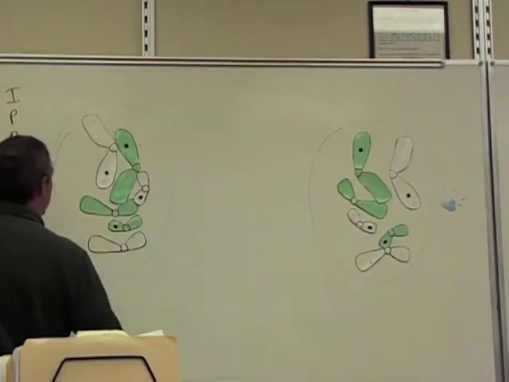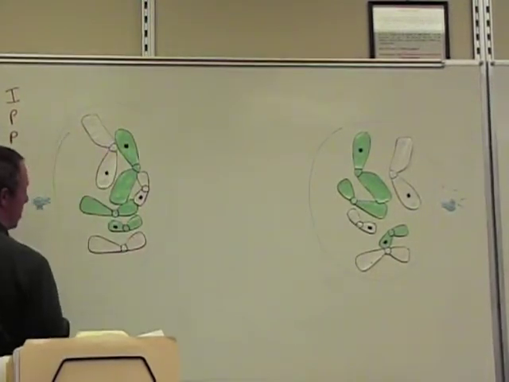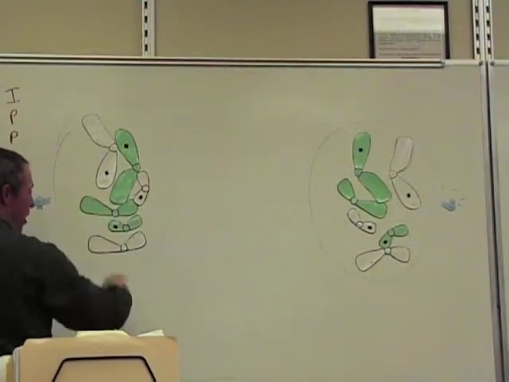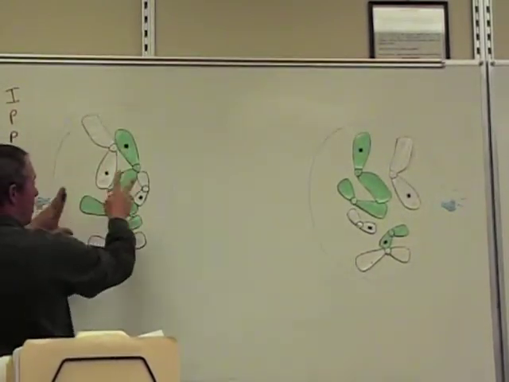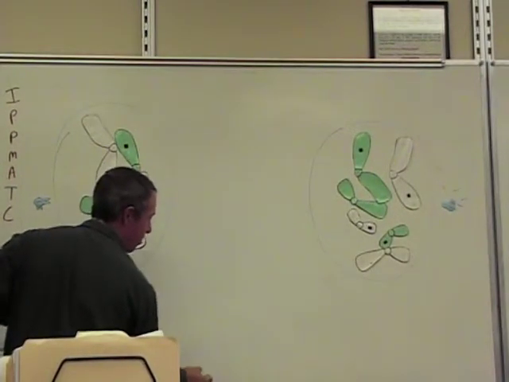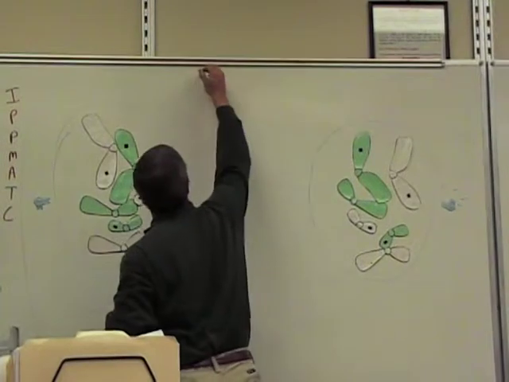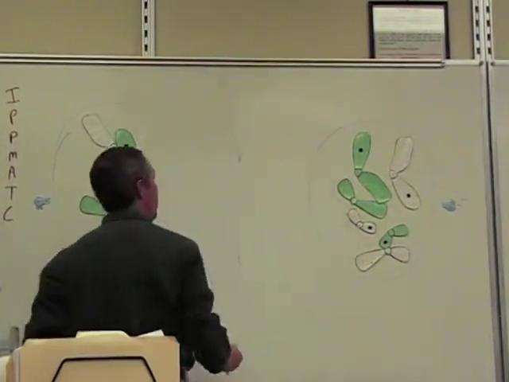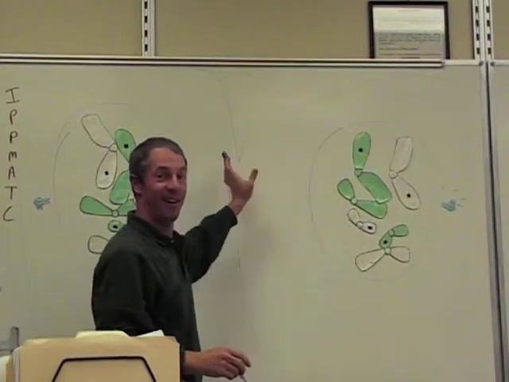Anyway, so they uncoil, spread back out into chromatin. New nuclear membrane, and the spindle fibers, of course, all disappear in this phase. And the cell starts to pinch inward like this on both sides. This is called a cleavage furrow.